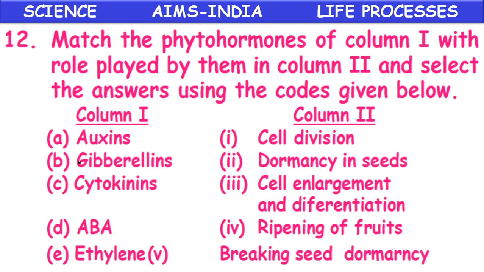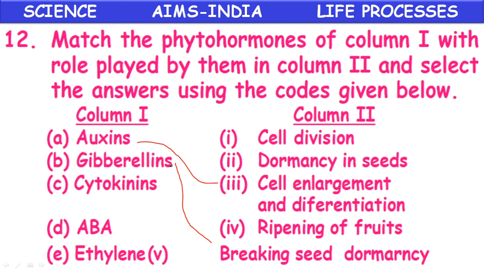And in column 2 functions are given: cell division, dormancy in seed, cell enlargement and differentiation, ripening of fruits, breaking of dormancy, seed dormancy. So, let us match so that you can select the code. First, auxin. What is the function of auxin? Cell division and cell enlargement. Gibberellins. What is the function of gibberellins? Breaking of seed dormancy.